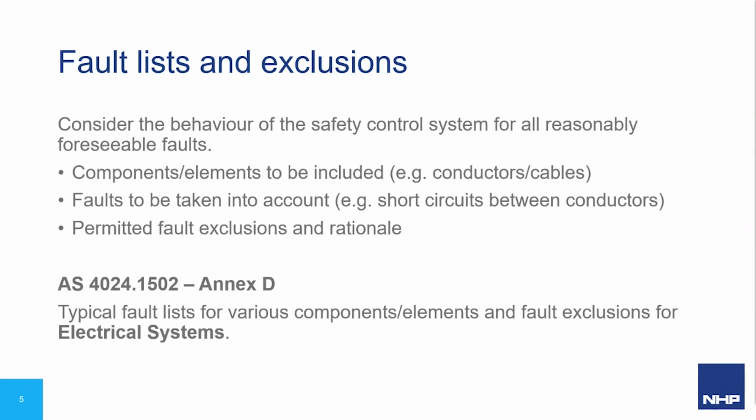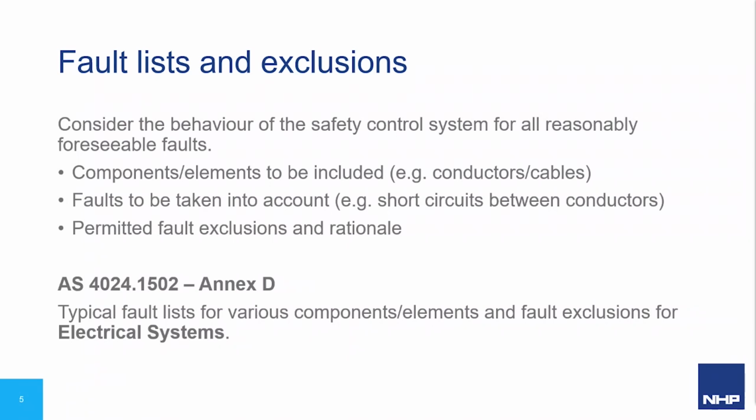However, we may be able to exclude some of these faults under some circumstances, because the likelihood of them occurring is so remote that we don't need to consider them. In AS 4024 Part 1502, which is the standard for validation of safety control systems, it provides useful examples of faults in the various components in all types of control systems. That includes pneumatic, hydraulic, mechanical, and electrical.